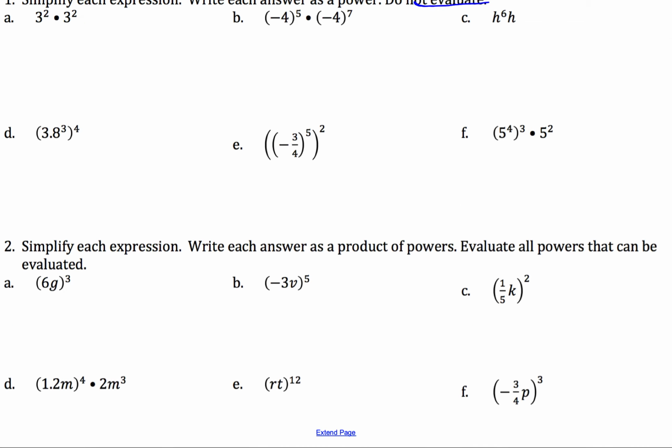Okay, number 2, simplify the expression, write each answer as a product of powers, evaluate all powers that can be evaluated. Now on this one, if you did have 3 to the 4th in one of the answers, you would change it to 81 because that is a power that can be evaluated. Something like x cubed though cannot be evaluated, you just have to leave it as x cubed.